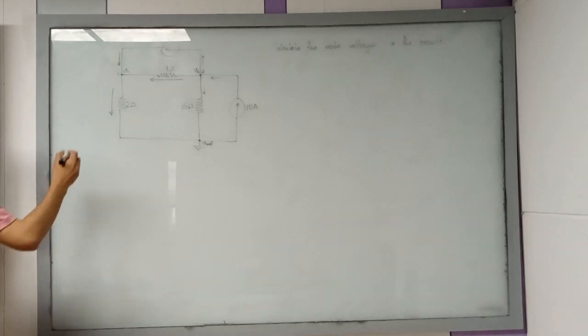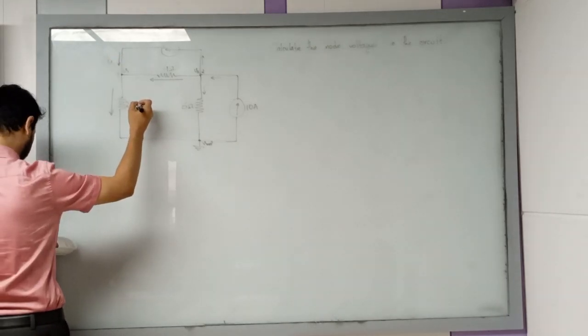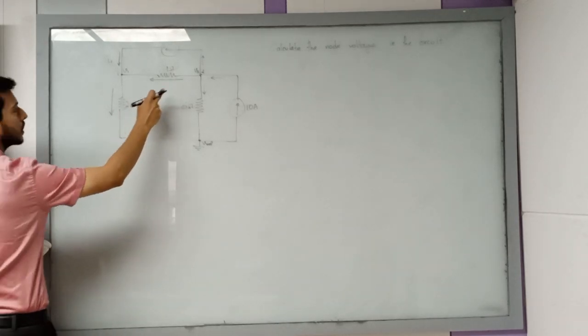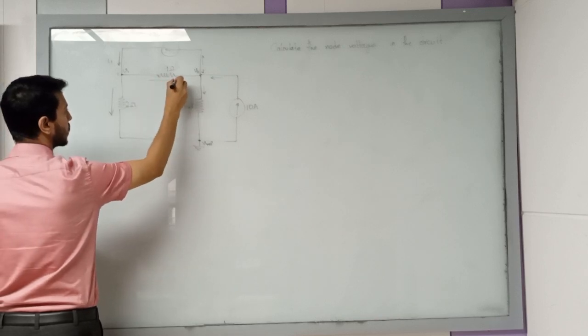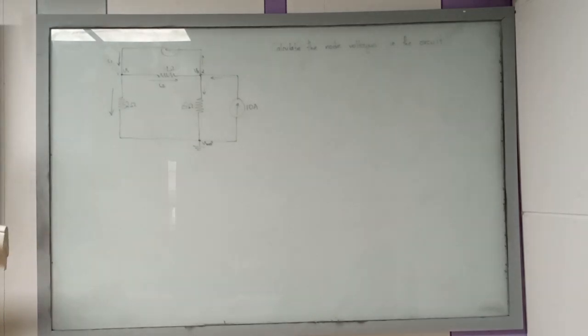So let me say this is I1. In the book, they have considered this as the current direction in this way. So I2. If I follow the book, the current direction is in this way. It doesn't matter. You can also direct it in the other way as well.